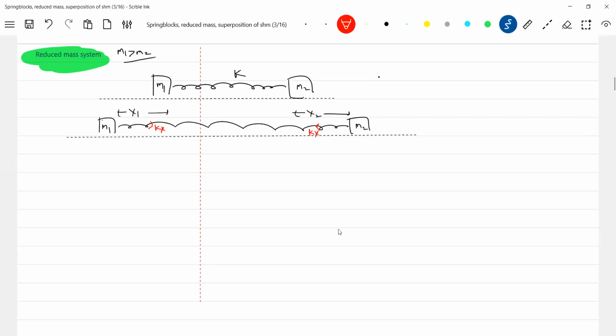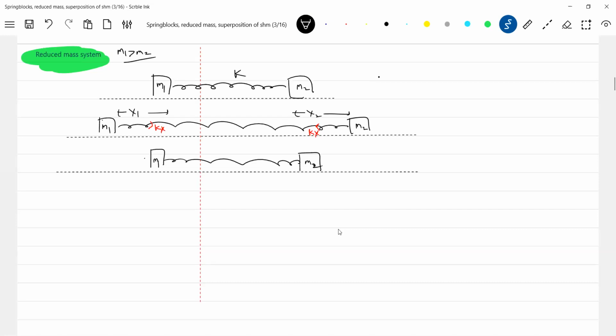Now I release it. So after releasing, the blocks, when they come to the initial natural length, there is no elongation here. The spring is relaxed. What is the state of the blocks? They will have velocities v1 and v2. Then what will happen? They'll undergo compression.